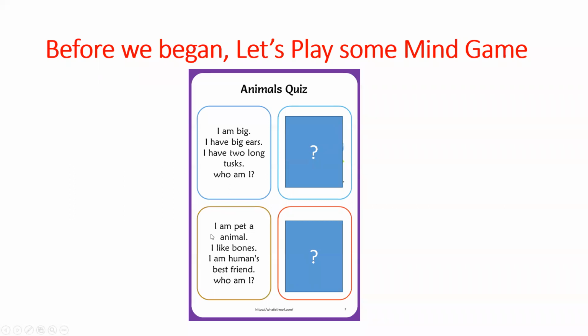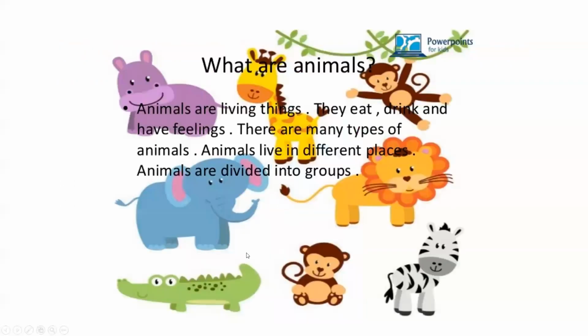The next one: I am a pet animal. I like bones. I am human's best friend. I think by now you must have guessed. Yes, a dog. A dog is human's best friend.